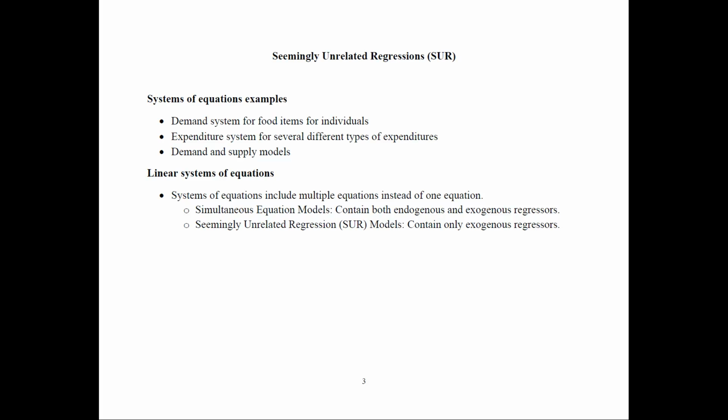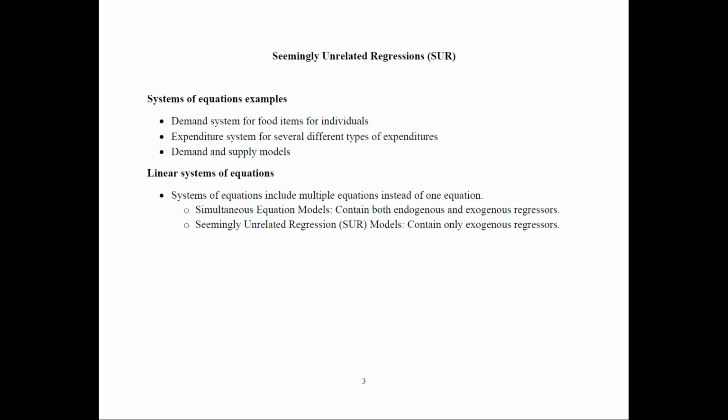So here are a few examples of systems of equations. The first one is the most popular one, where we have a demand system for food items for individuals. For example, we can talk about the demand for different types of products such as fruits, veggies, meat, dairy, and so on, and which factors affect the demand for these products. When I consume meat and veggies, they may be related for me, but my choices are unrelated to your choices. Therefore we have regressions that are correlated amongst my choices, but not correlated between mine and yours.